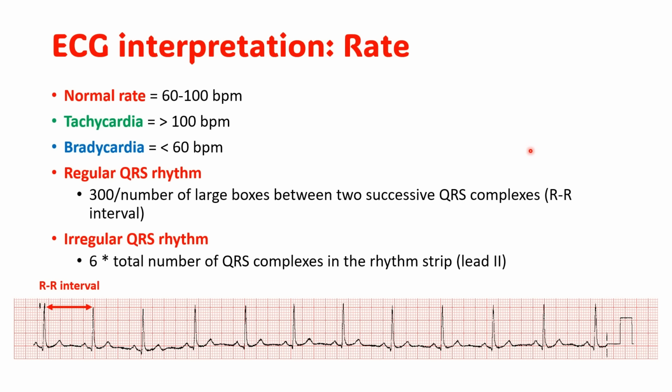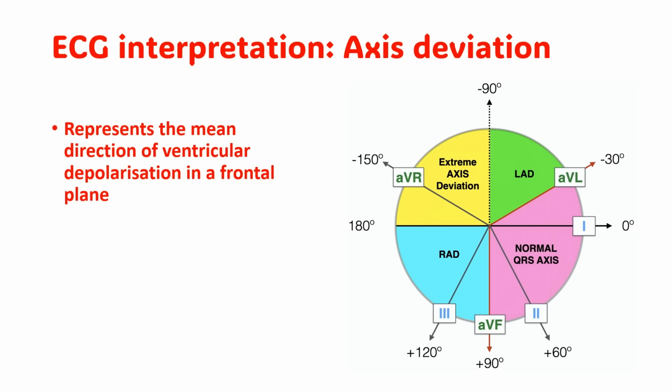Okay, so now let's talk about axis deviation. What is the cardiac axis? The cardiac axis represents the mean direction of ventricular depolarization in a frontal plane. Okay, so in a frontal plane.